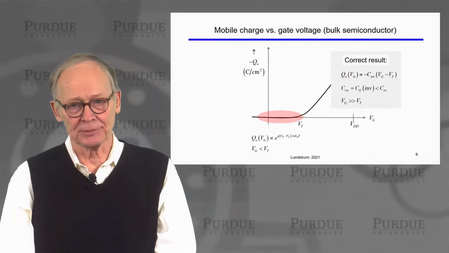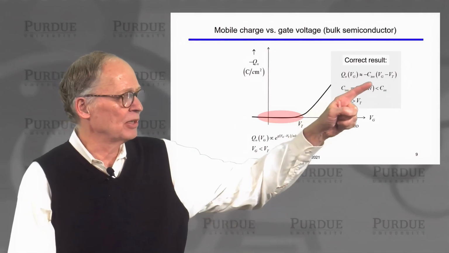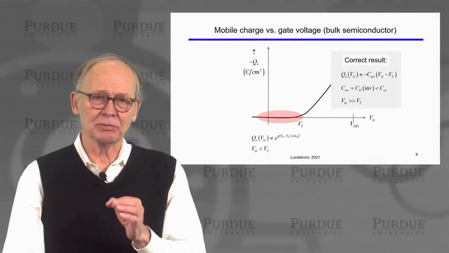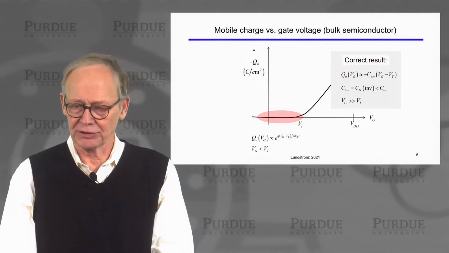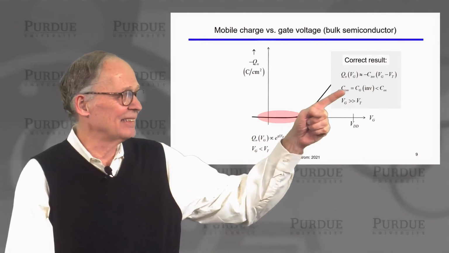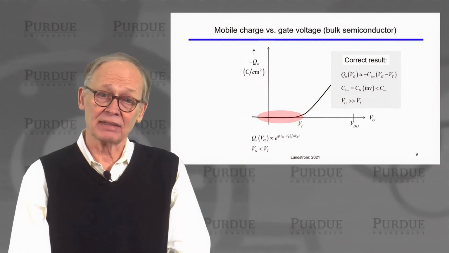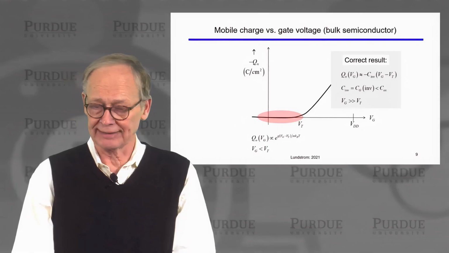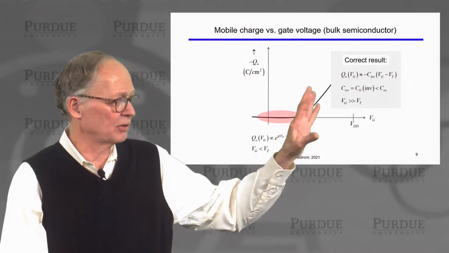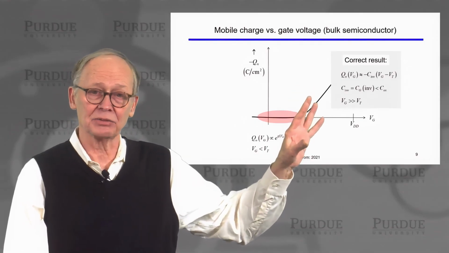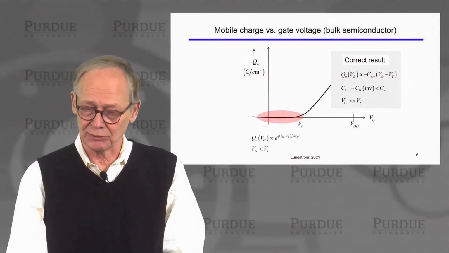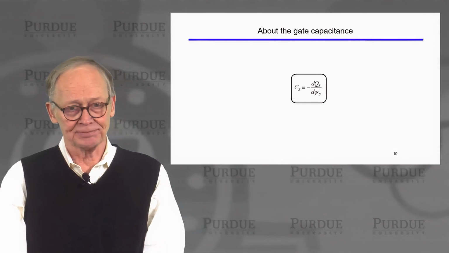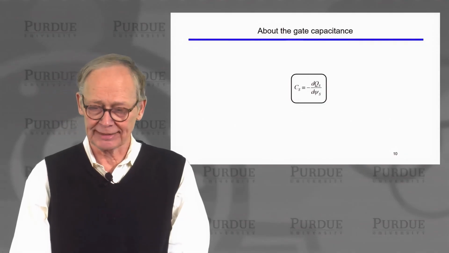This is the correct result. And in the correct result, we don't have the oxide capacitance there. We have the gate capacitance measured in strong inversion conditions. That turns out to be generally a little bit less than the oxide capacitance. Enough less that people worry about it these days. And this occurs when we're under on-state conditions, when the gate voltage is well above the threshold voltage. So let's see if we can figure out why that happens. Why is the capacitance a little bit less?